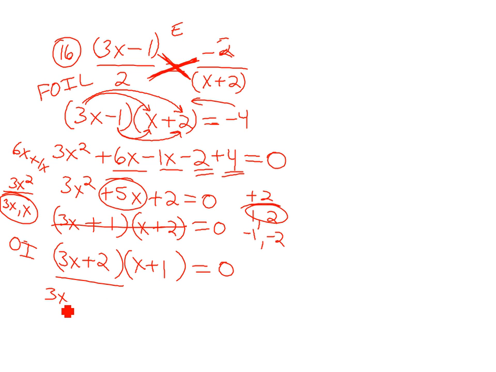All you do is you take this set of parentheses, set it equal to 0. And you take the second set of parentheses, set it equal to 0. How do I solve this second one? What's x equal? -1. How do I solve this one? You put in -1. -2.